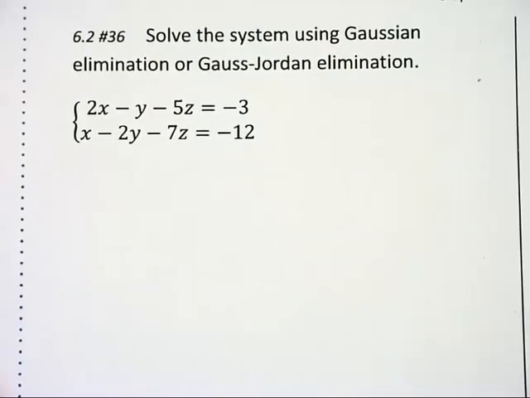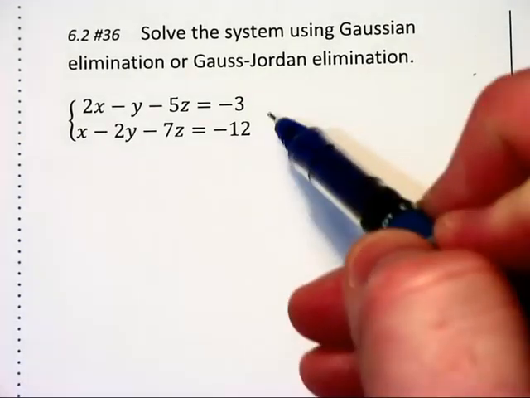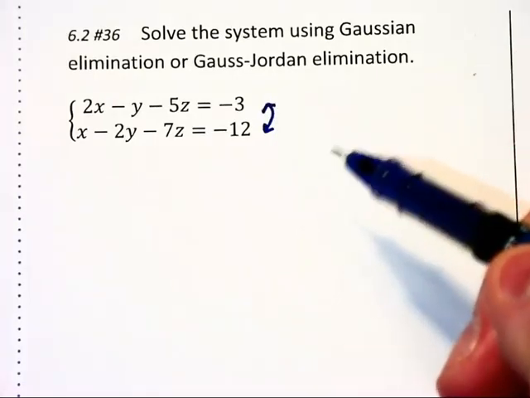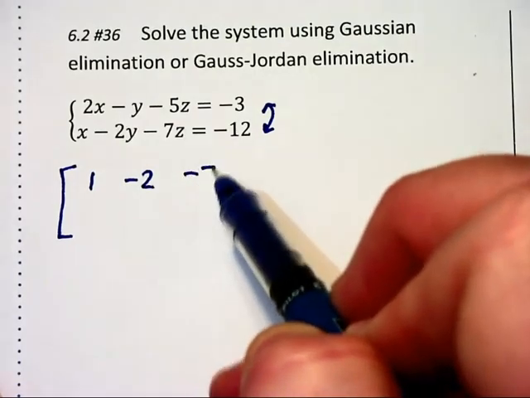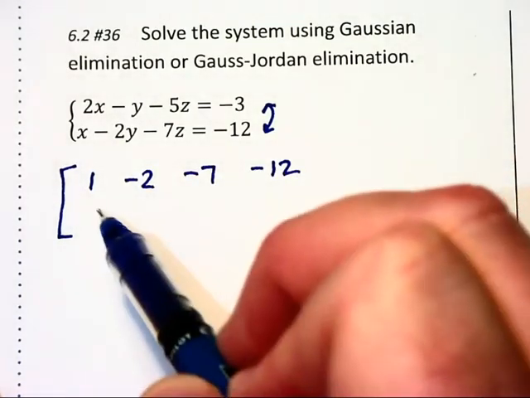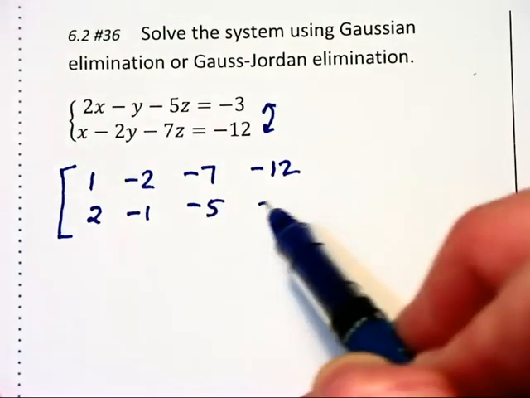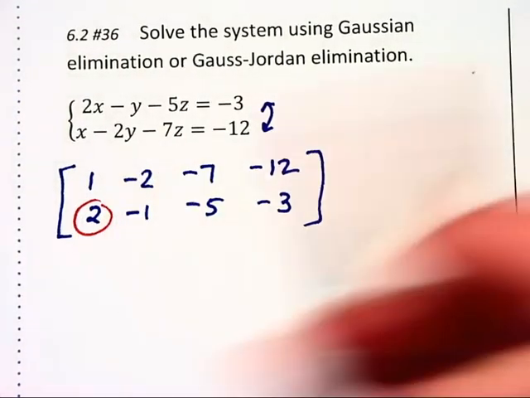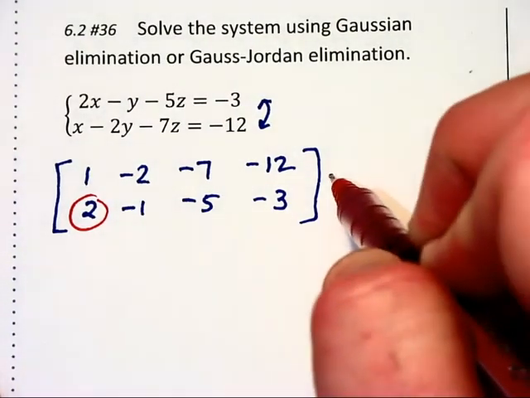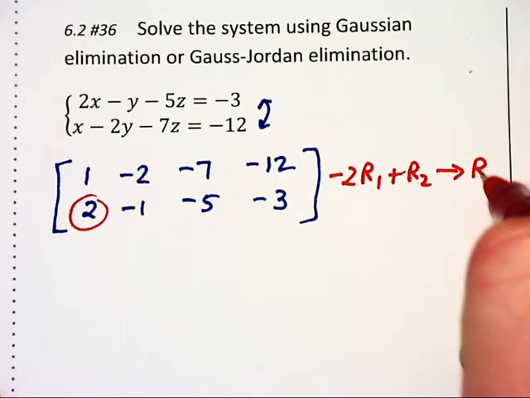Now they are asking us to use Gauss-Jordan elimination. I don't know that this would be my first choice here, but I'm going to rearrange these rows as I write it in a matrix form, and write the 1, -2, -7, -12 first, followed by 2, -1, -5, -3. And the goal is, let's get that 1 in the top left corner, which we've already done, and then get the 0 beneath it, which means we will go -2 row 1 plus row 2 is the new row 2.